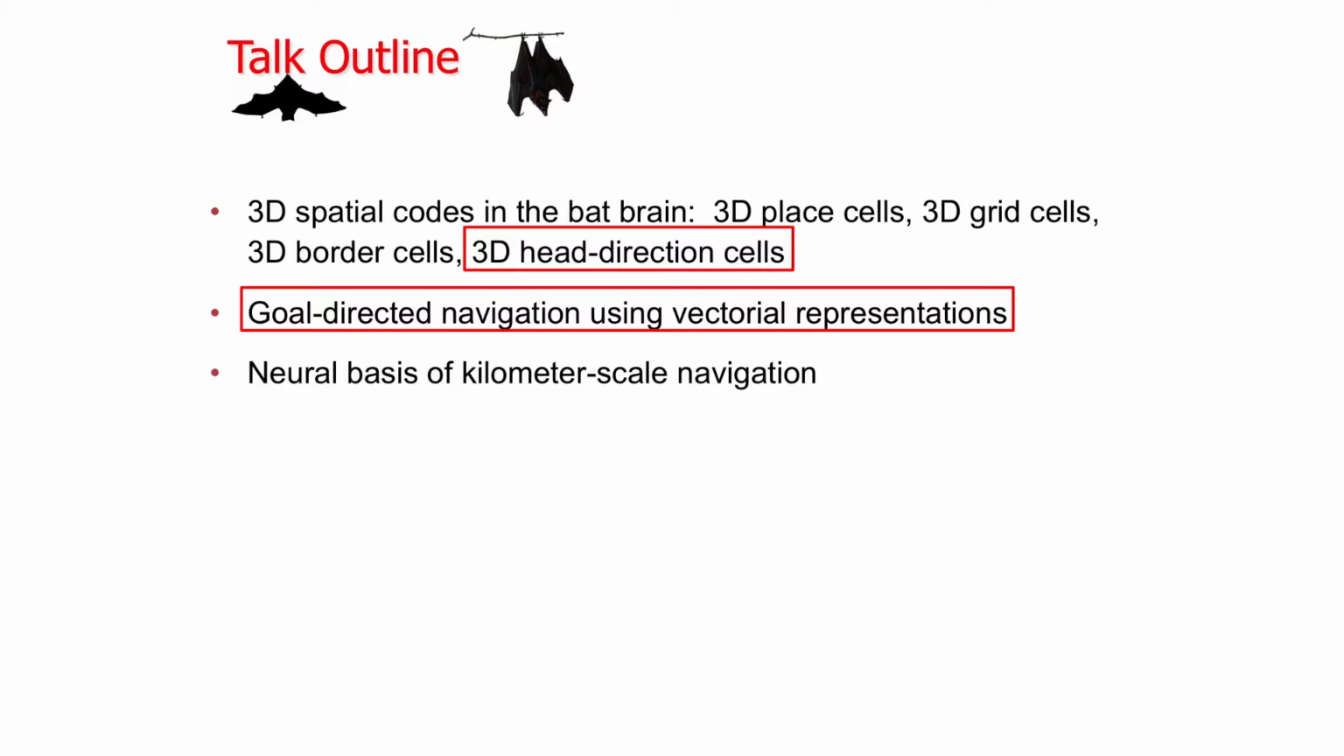So this was my plan for half an hour. Then I decided it's a bit too ambitious. So we could talk about 3D spatial codes, all of these types of cells, and goal-directed navigation, and about where we're going with a neural basis of large-scale navigation. Yesterday I decided to just focus on something that I can cover reasonably in limited time. So I'll talk about 3D head direction cells and about goal-directed navigation using pictorial representations.